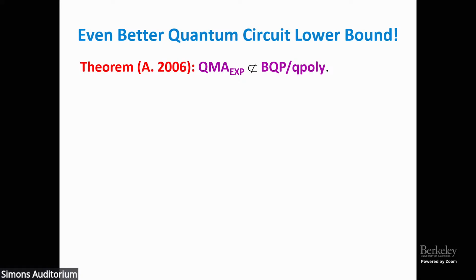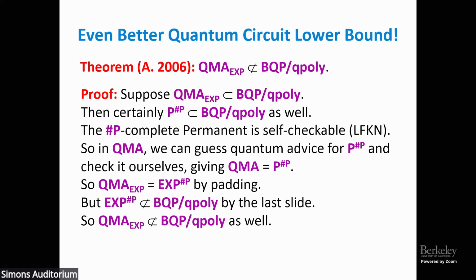Okay, so how do we show this? All right, you ready for it? I got the whole proof on one slide, right here. Let's go through it. Let's suppose by contradiction that QMA has a small quantum circuit with quantum advice. Well then certainly P to the sharp P does also, because P to the sharp P is just sandwiched, it's certainly a subclass of QMA exp.